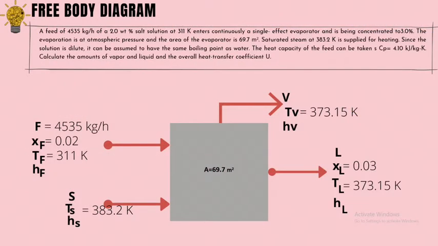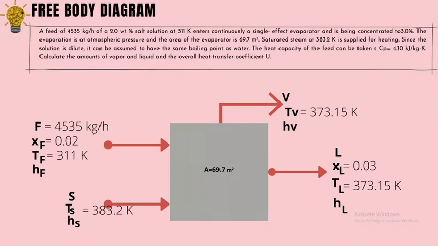Now, evaporation is a unit operation, and in dealing with unit operation problems, we have to consider doing a free body diagram, or simply the FBD. So, based on this problem, our FBD would possibly look like this. Now, as you can see, we have two arrows showing the inputs. We also have two arrows for the outputs.